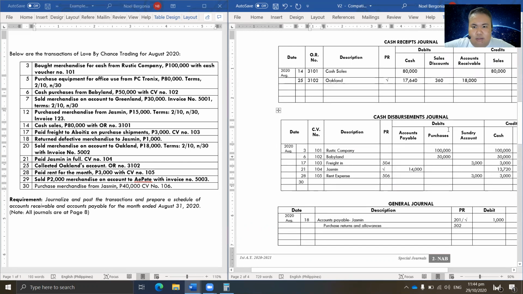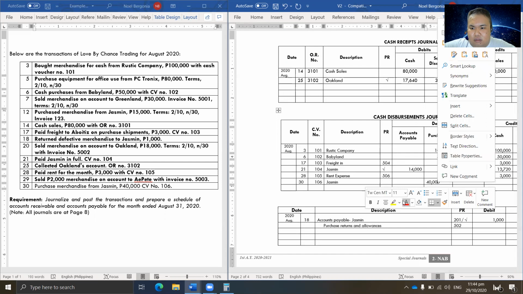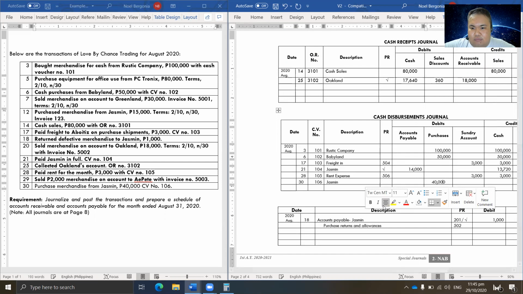Wait lang, ayusin natin yung format. Ayan, 106. So Jasmine, pero hindi siya papasok sa accounts payable, di ba? We debit purchases at 40,000. And then, ayusin natin yung format.